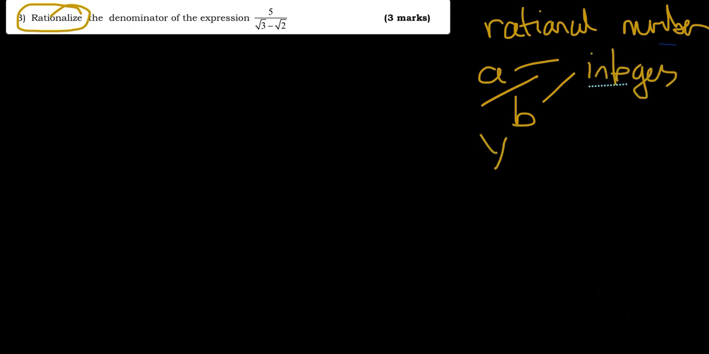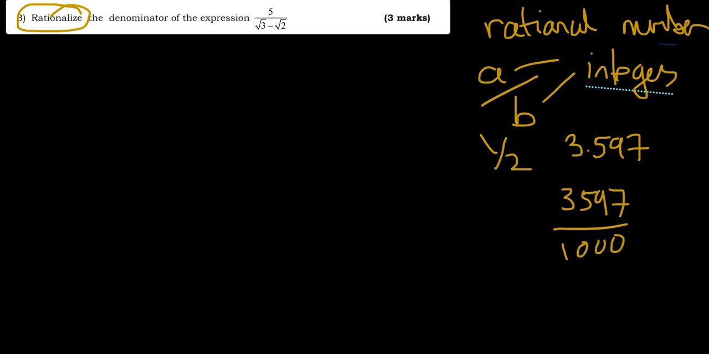So like 1/2 is a rational number. 3.597 is a rational number, because we could just write it as 3597 over 1,000. Okay, so any decimal number is rational, and also any fraction is rational. So we want to change this over here into a rational number. Okay, or no, this is rationalize the denominator, right?